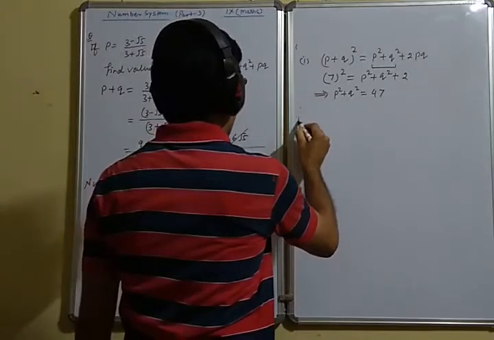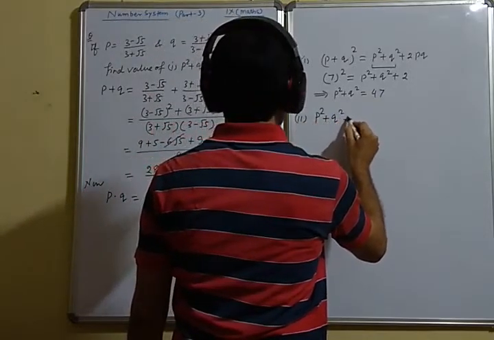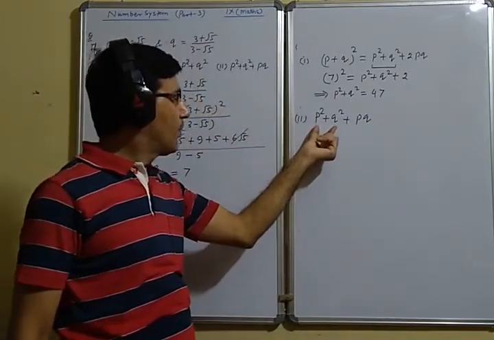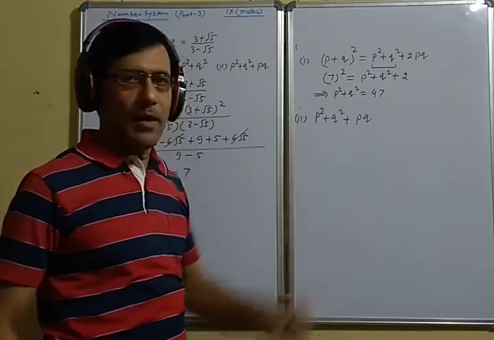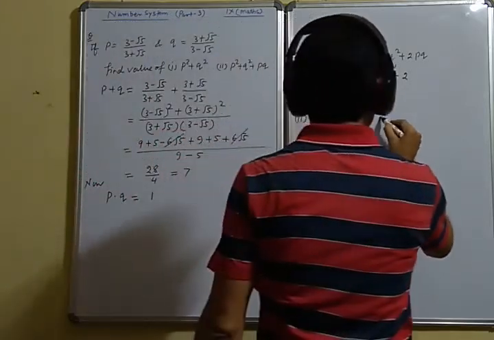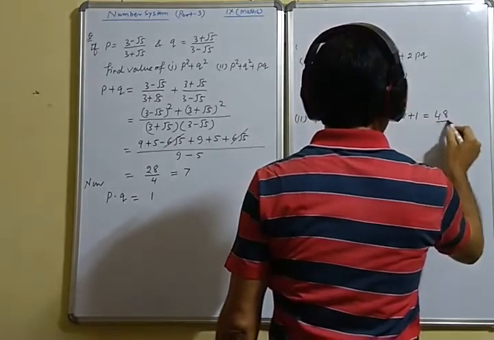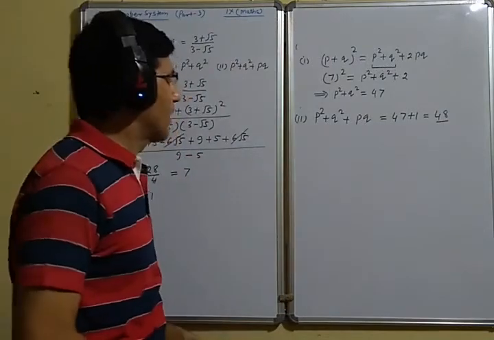Now for the second part, P square plus Q square plus PQ. Already we have the value of P square plus Q square, so now simply add the value of PQ. So it becomes 47 plus 1, and that is equal to 48. So this is the required solution.